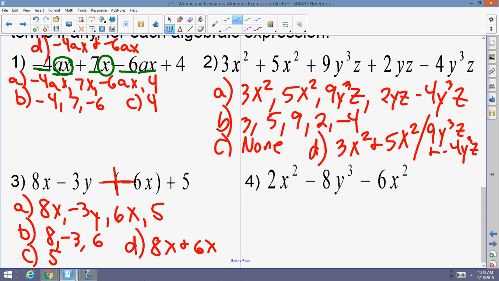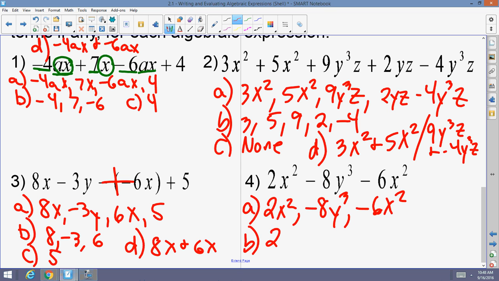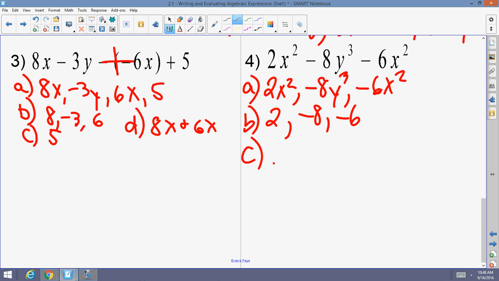Awesome. Last but not least, what are my terms, please, gentlemen, for number 4? 2x squared, negative 8y cubed, negative 6x squared. What are my coefficients? 2, negative 8, and negative 6. What are my constants? Yeah, none. And what are my like terms? 2x squared and negative 6x squared. Does everyone see what terms, like terms, coefficients, and constants are now? Does that make sense, my brothers?